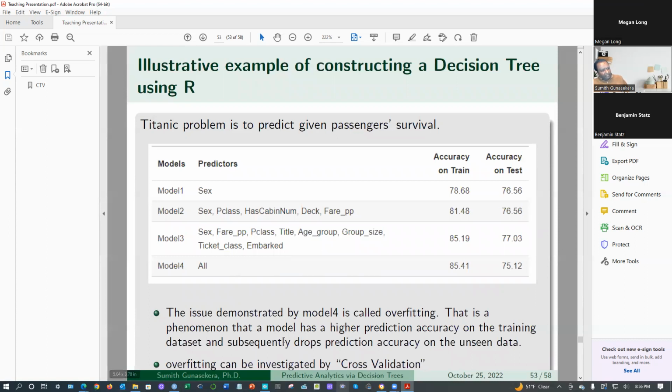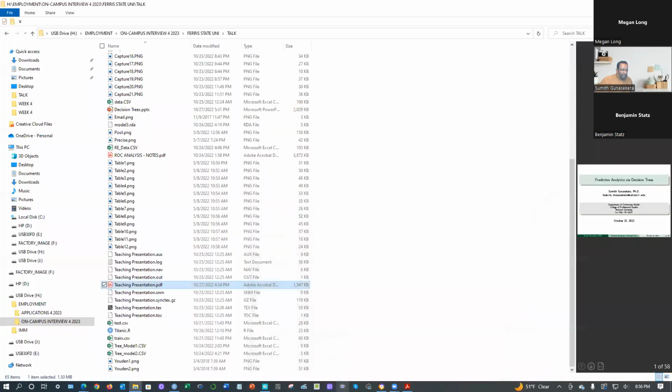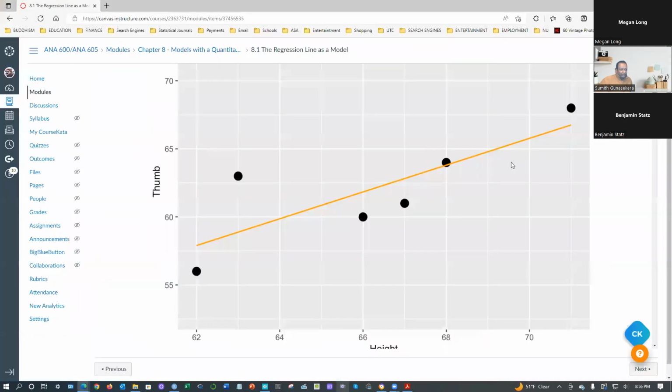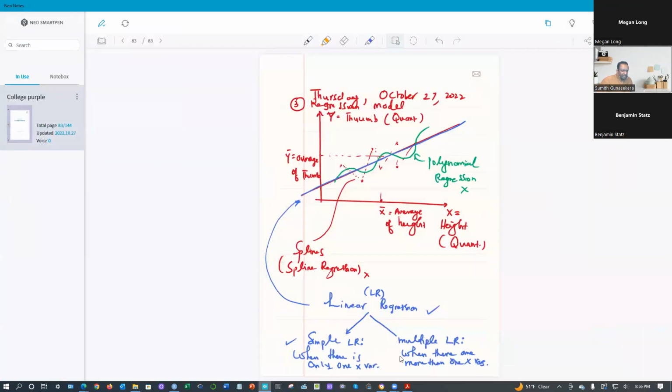That is a phenomenon where the model has a higher prediction accuracy on the trained data set and a subsequent drop in prediction accuracy on the unseen data. Heavily drop, like that. But what I'm trying to say is that even though we learn this kind of mechanism in the very beginning, it can be replaced with other machine learning techniques. Okay.